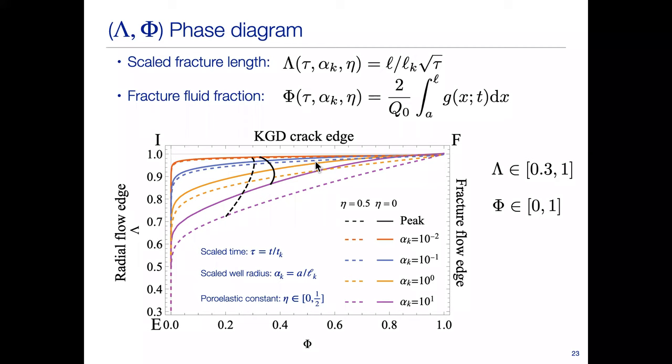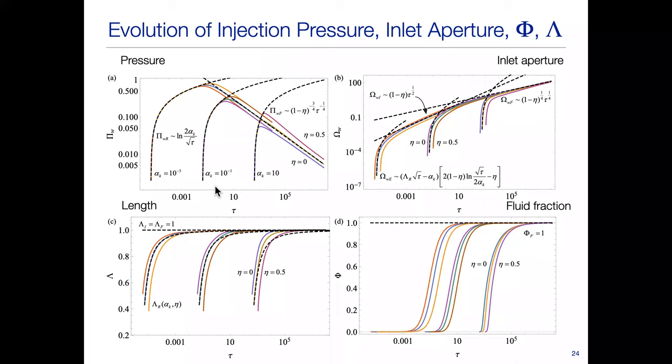Okay. And here's a quick picture of the solution for, let's pick one value of the borehole radius, let's say 10 to the minus 1. This is the scaled injection pressure. You see it increasing like a log, and then it reaches a peak and starts to decrease. And then you capture the pore low minus 1/4 pore low. And here is the opening at the wellbore again.